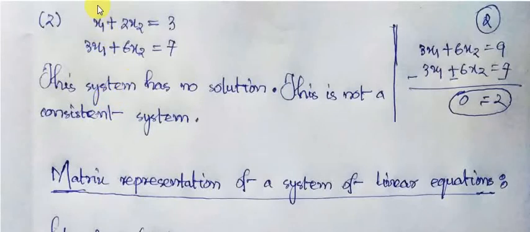Here I have considered another example of a system of linear equations. This is x1 plus 2x2 equal to 3 and 3x1 plus 6x2 equal to 7. If you try to solve this system of equations, you can see that there is no solution for this system of equations. And how to check that I have shown here.